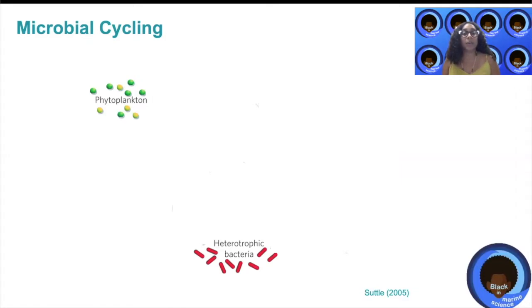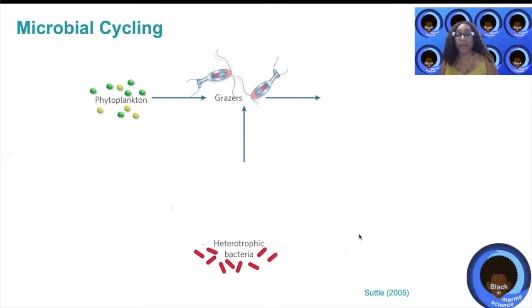And then down below, we have heterotrophic bacteria. Now, heterotrophic bacteria cannot convert light energy. They consume organic matter like you or I. These microbes are grazed upon by grazers such as zooplankton. And the zooplankton are then eaten by higher organisms such as this fish.